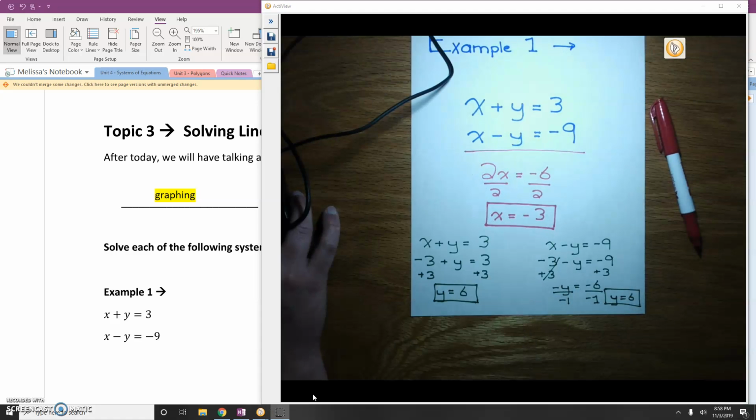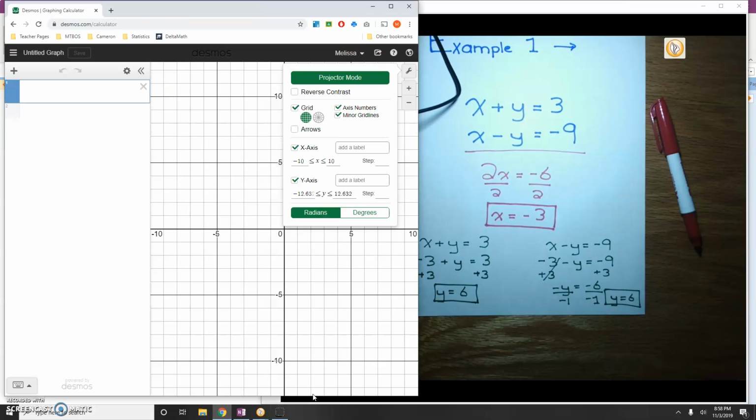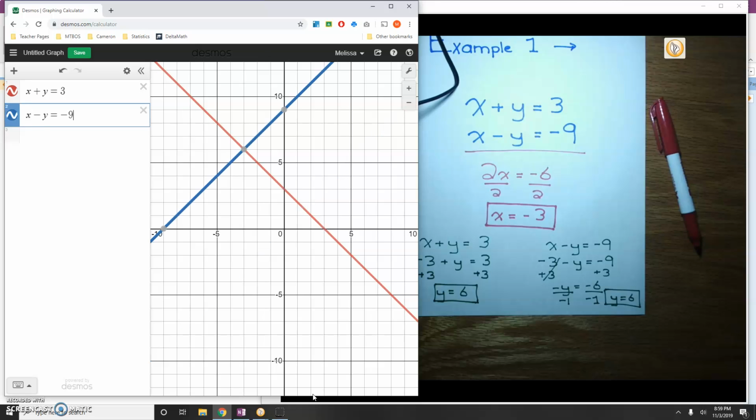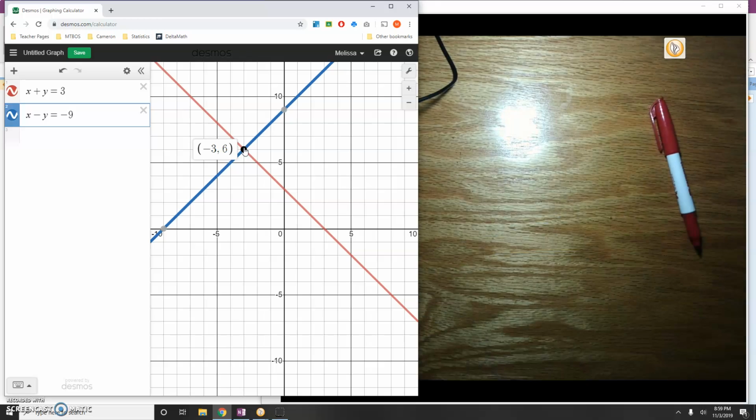So at this point, you are able to check your answer by graphing. If I check this in with Desmos, if I say, hey, I want one number plus another to equal 3, and x minus y to equal -9, sure enough, our solution is x equals -3, y equals 6, and that is our solution for example 1. All right, let's go ahead and move on to example 2.